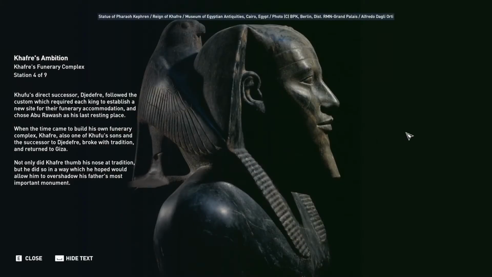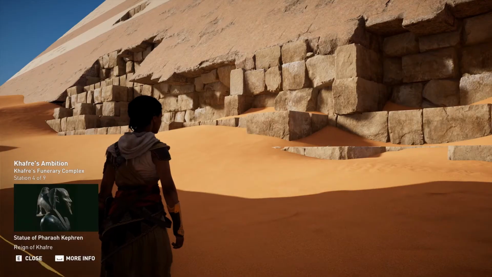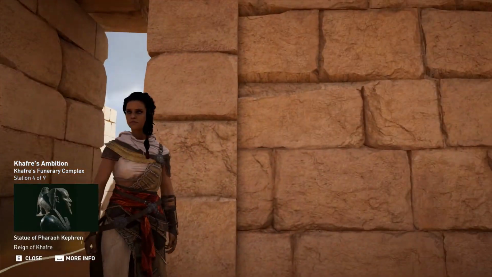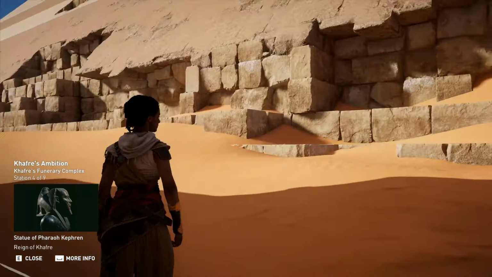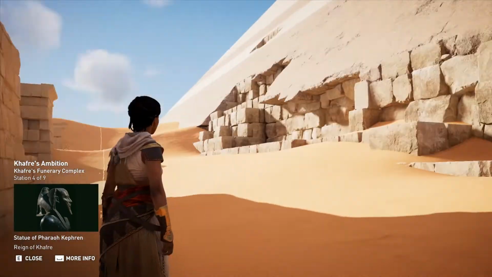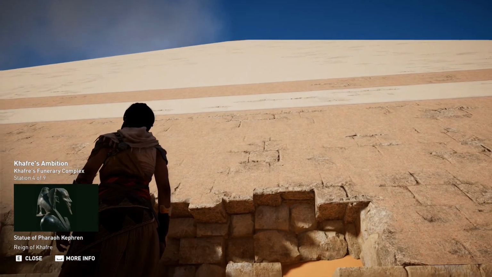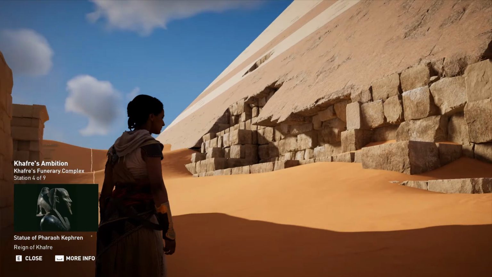Khufu's direct successor, Djedefre, followed the custom which required each king to establish a new site for their funerary accommodation, and chose Abu Rawash as his last resting place. When the time came to build his own funerary complex, Khafre, also one of Khufu's sons and the successor to Djedefre, broke with tradition and returned to Giza.